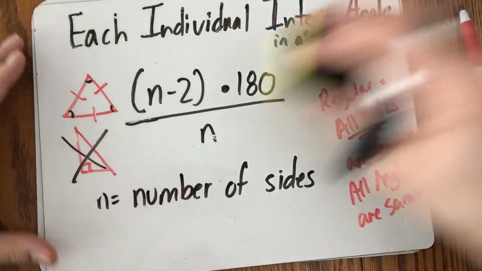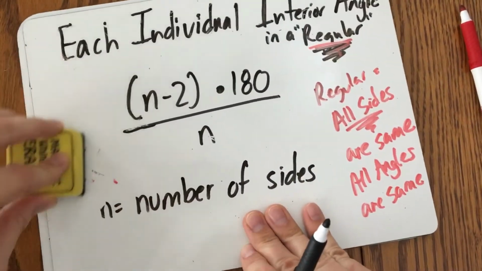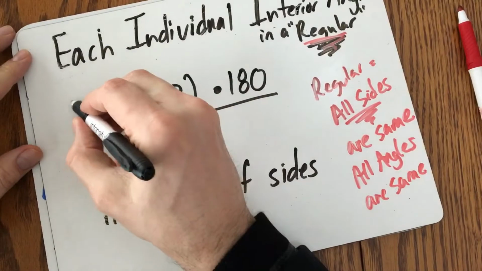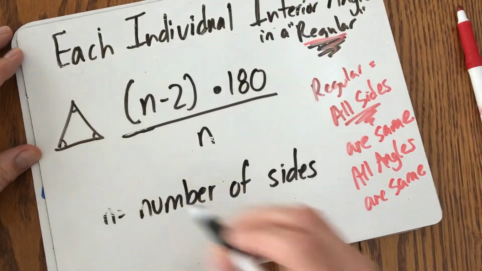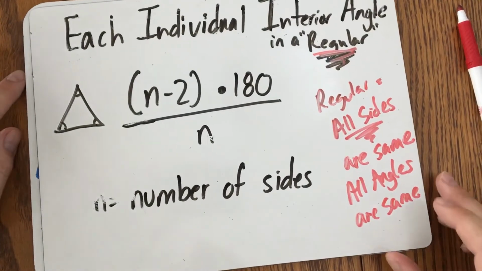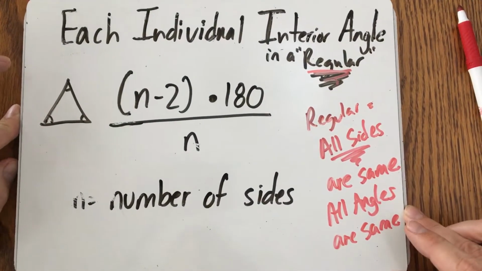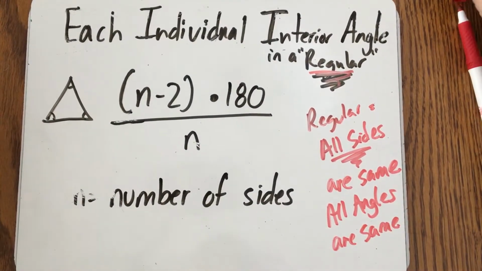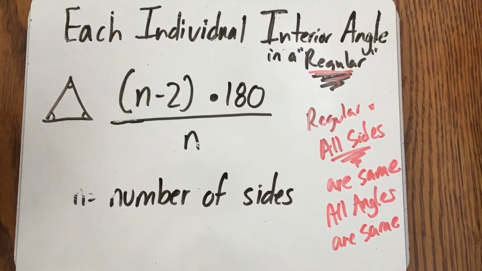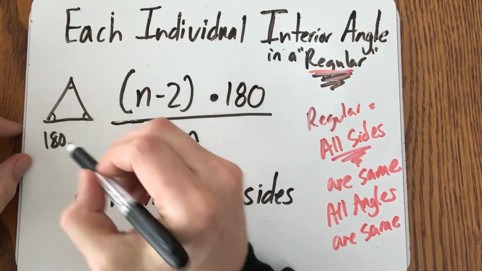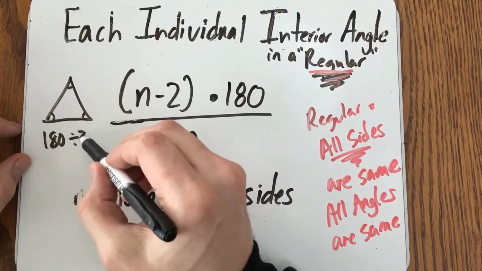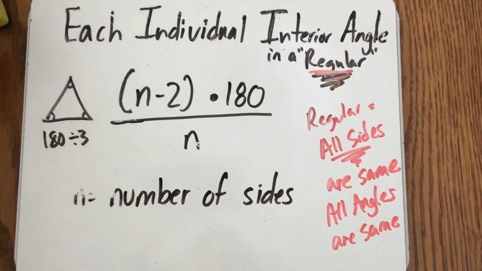So what if they just ask you for what one individual angle is? Like in my triangle, I shouldn't have erased it there. What if I ask you, hey, how many degrees is in each one of these little corners of our triangle if it's a regular triangle, where all the angles are the exact same? Well, most of you know a triangle adds up to 180, and so if I want to know what the angle measurement is for each of these, you can just divide it by how many sides it has, right? And that's what we're going to do on these questions.